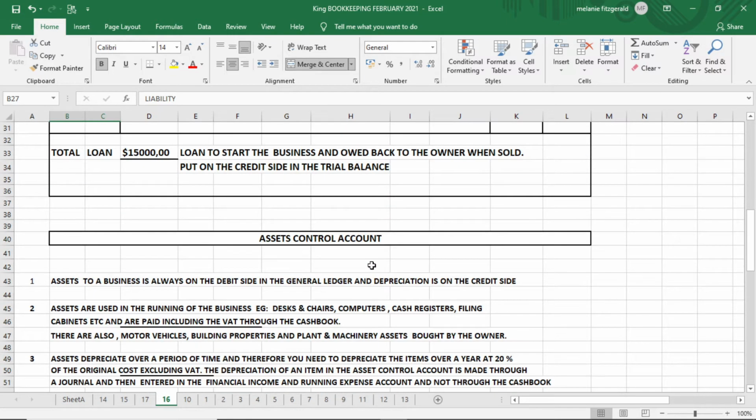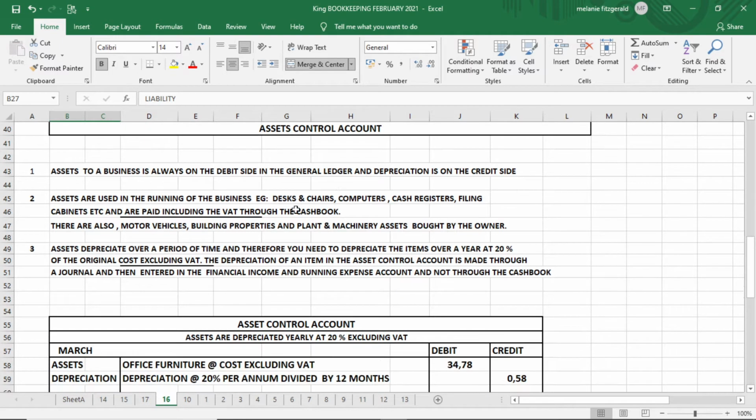Okay. Asset control account. Assets to a business are always on the debit side in the general ledger, and depreciation is on the credit side. Assets are used for the running of the business. Example: desks, chairs, computers, cash registers, filing cabinets, etc., and are paid including the VAT through the cash book. They are also motor vehicles, building properties, and plant and machinery assets bought by the owner.